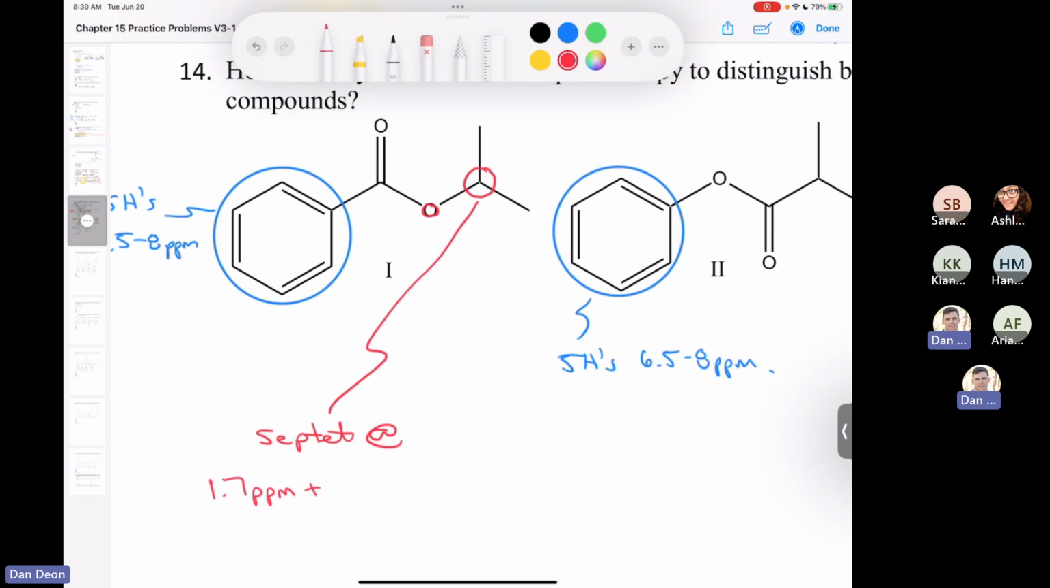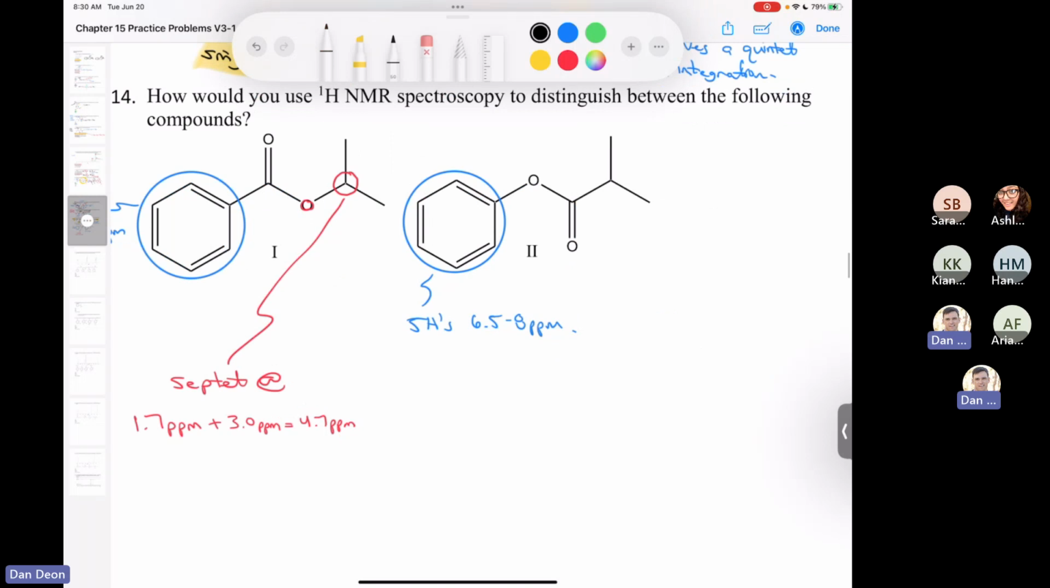You might have to go back to table 15.2 or table 15.1. I think it's table 15.1. I get the 2 mixed up. But how many parts per million do I de-shield it? How much further downfield does this go if it's attached to that oxygen of an ester? Could anybody tell me that? Yes, thank you, Kiana. It's 3, isn't it? 3.0 ppm. And so I get a septet at 4.7 parts per million.